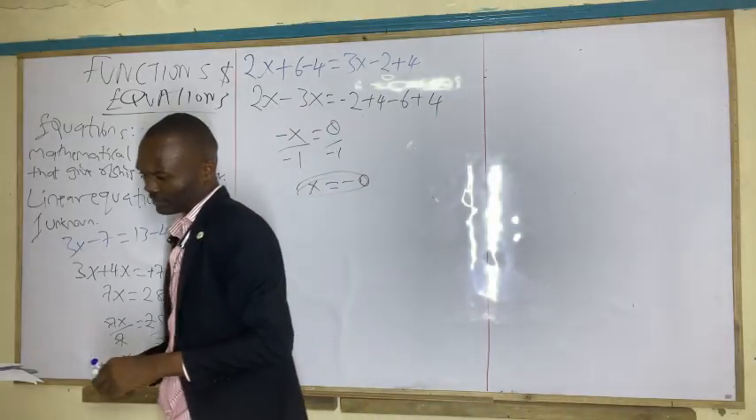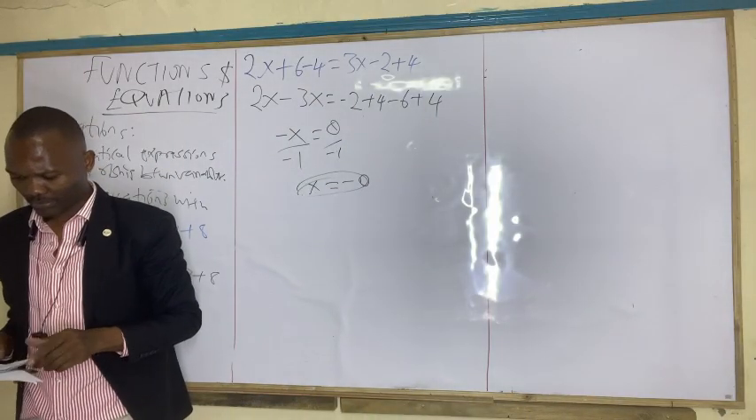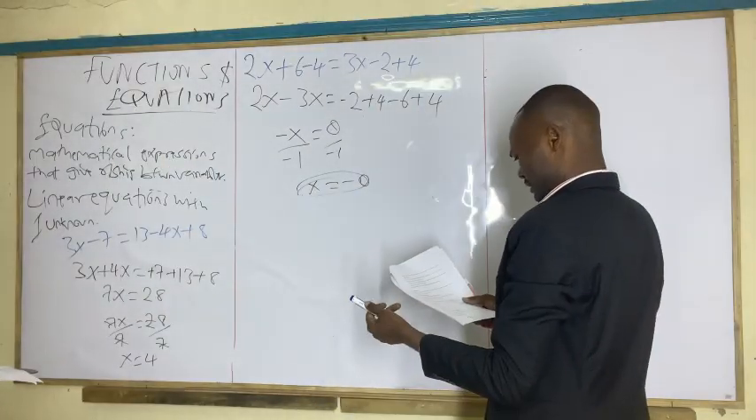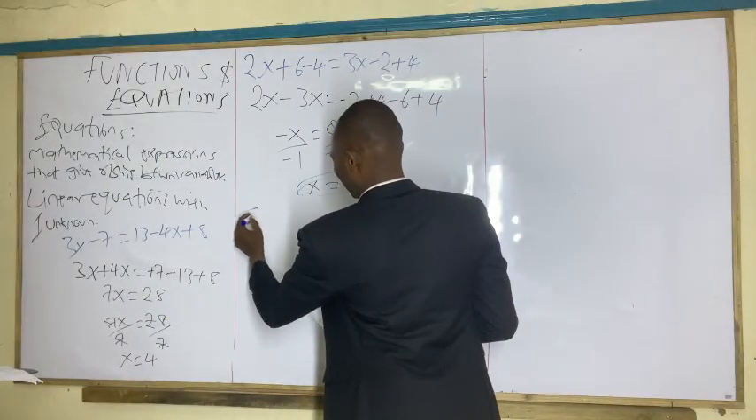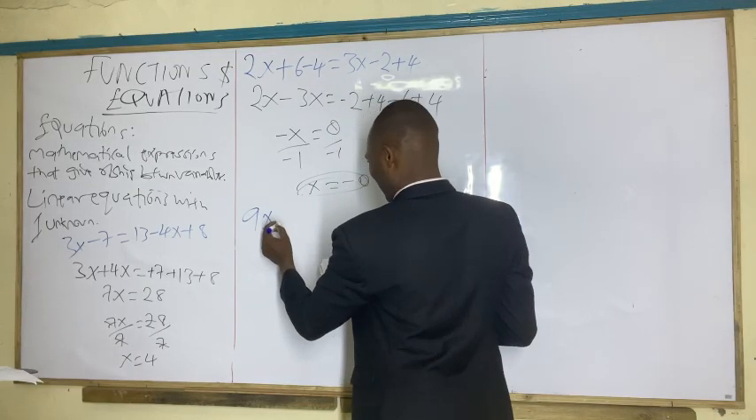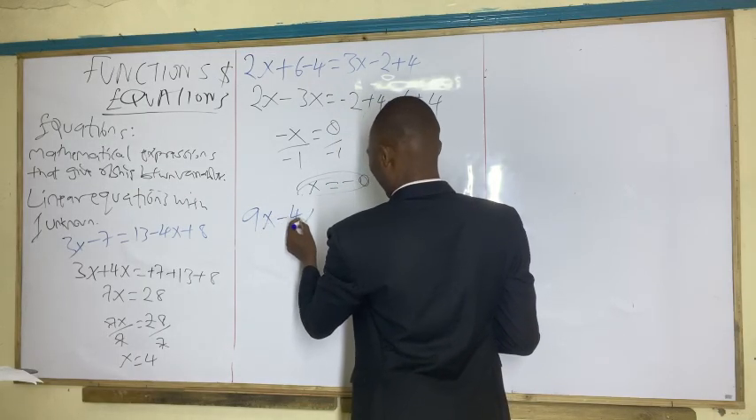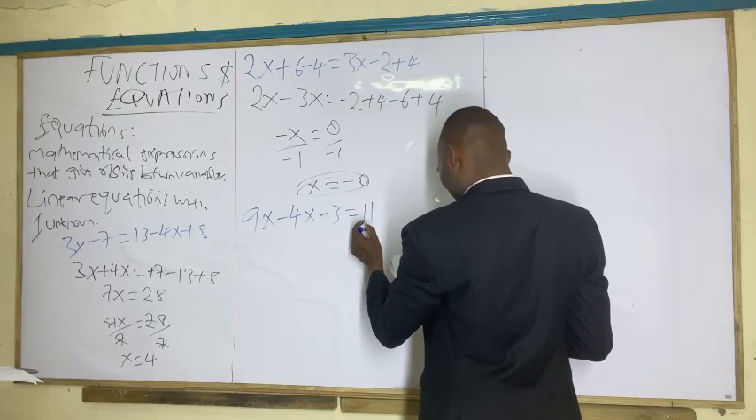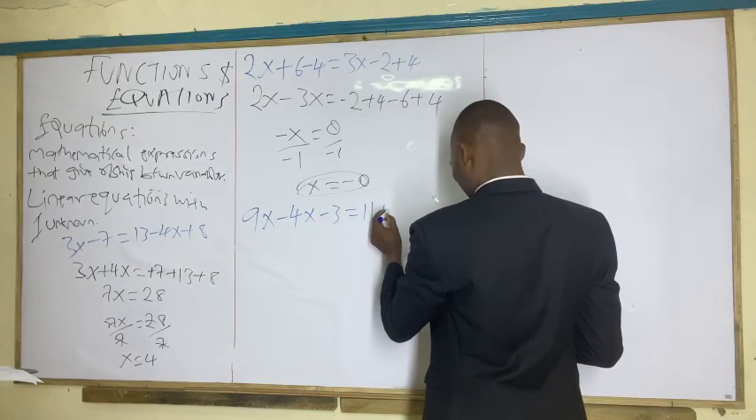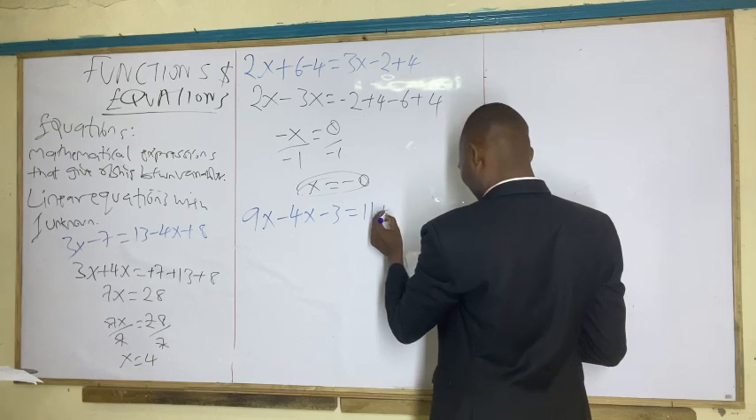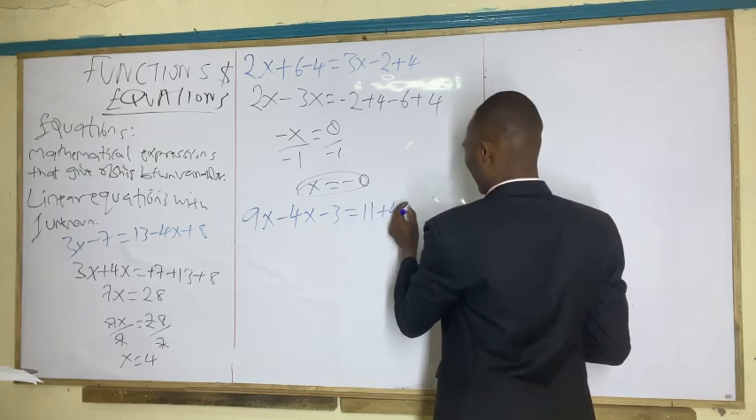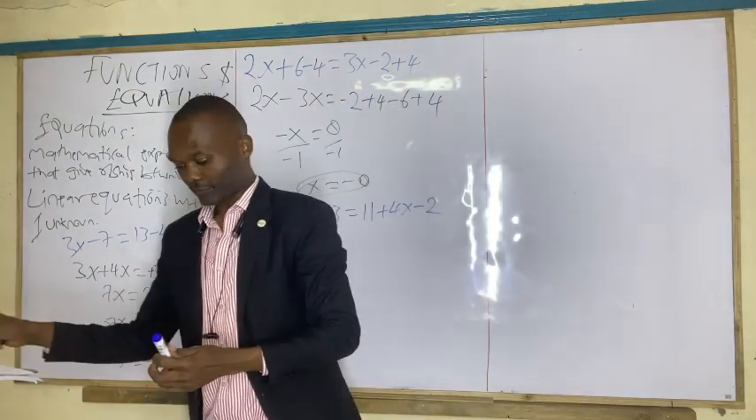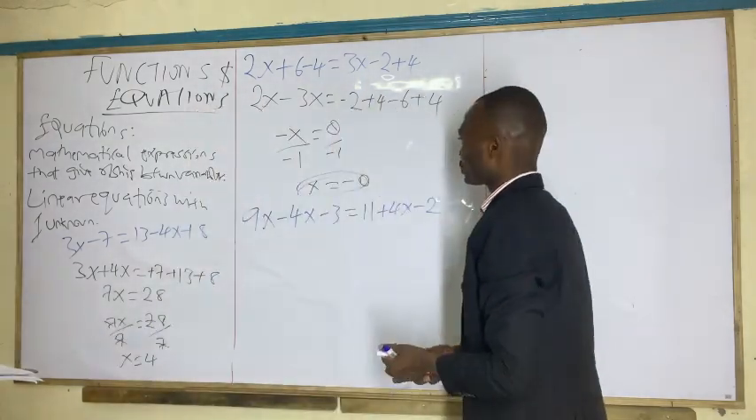Let us get something that will not make our head run mad. Fine. So this one is 9x - 4x - 3 = 11 + 4x - 2. Let's have another that we get from the book. Now we get from the book, we are sure we're okay.